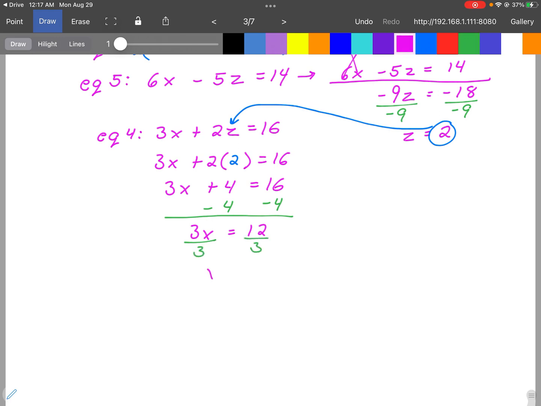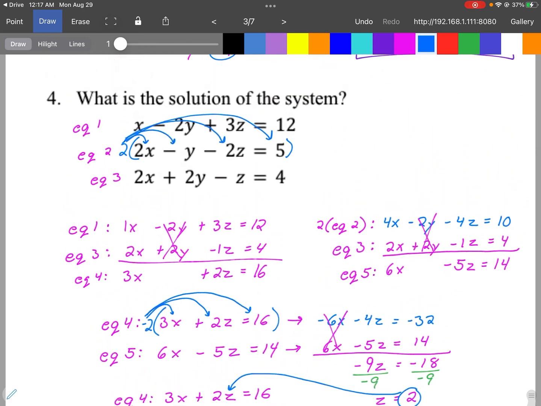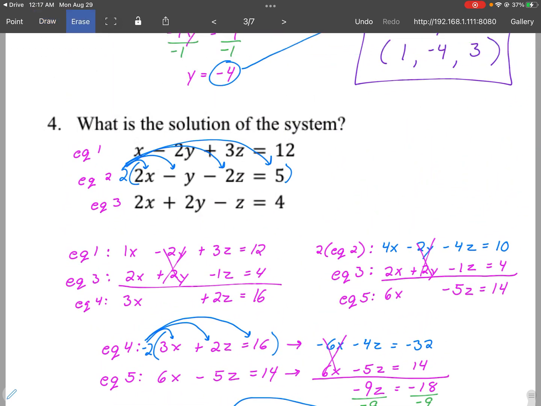Then divide by 3, and x equals 4. Okay, I now have two of my answers. I have x and I have z, but I need y. Now the only place we had y, remember, is up at the top in our original equations.